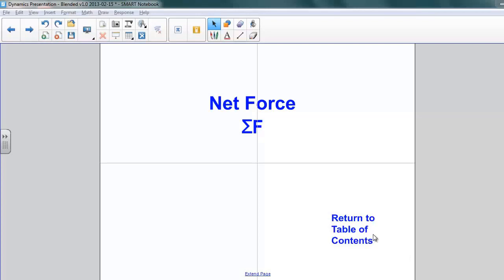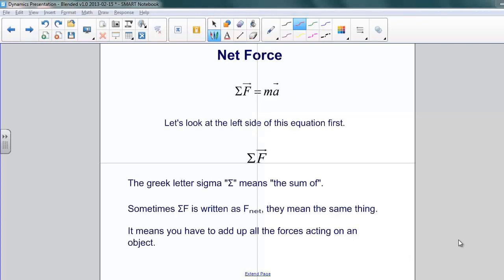The net force. Now let's look at the net force itself. So we're going to look at the left side of Newton's second law, the sigma F.